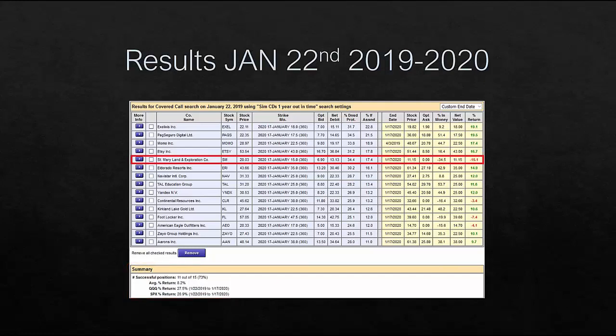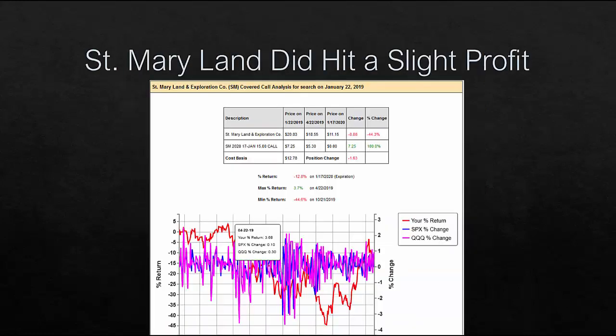Now, as we're analyzing any historical trades from our search, we can also look at each individual position. Let's take a look at St. Maryland. We had entered the position potentially, and we were hoping to see a double-digit return. But we saw that loss of around 13%. Did it ever hit a profit? And here in the individual analysis, we can see that we hit the max profit of 3.7% about 3 months into the trade on 4/22.